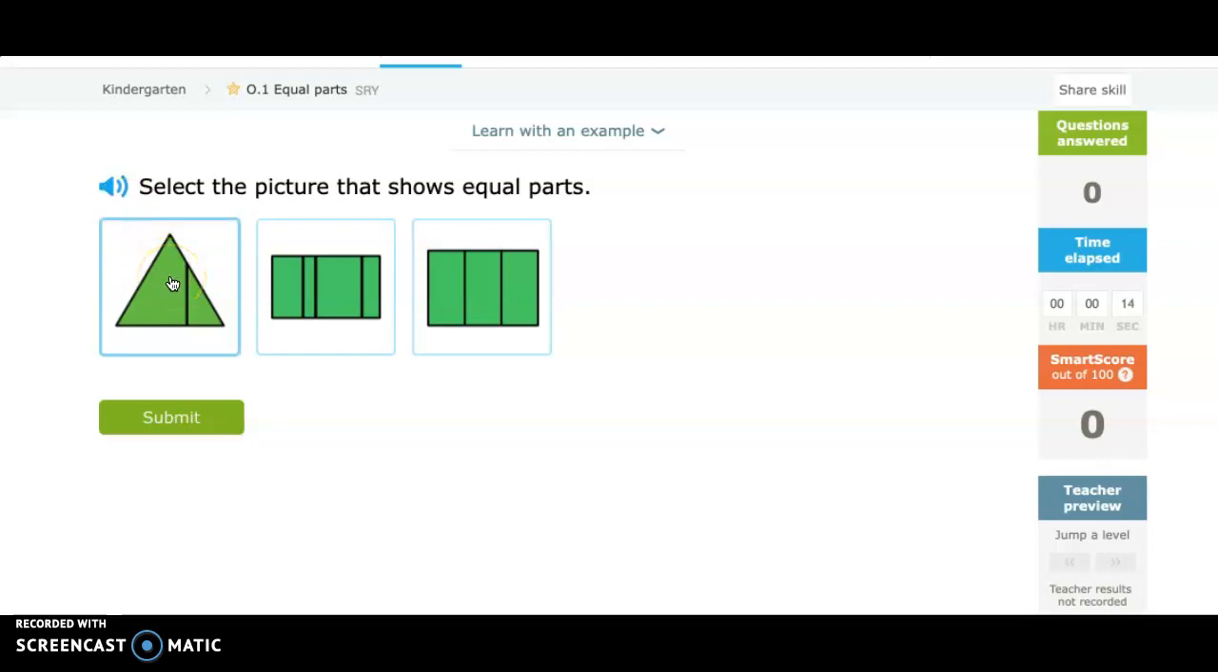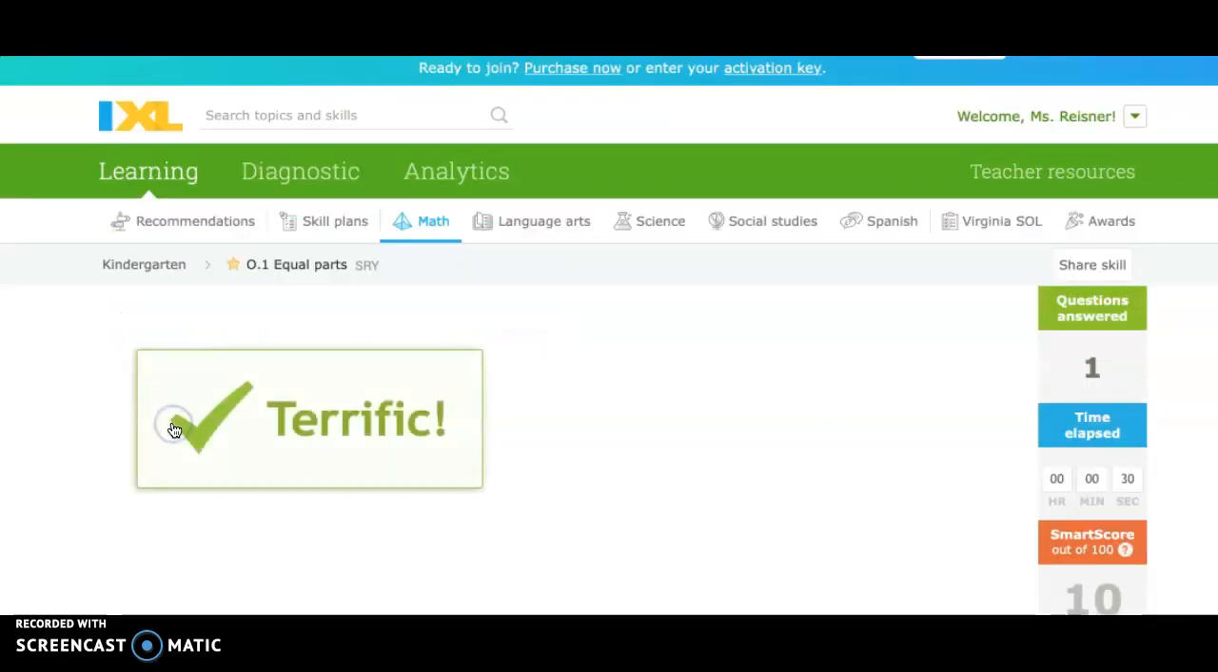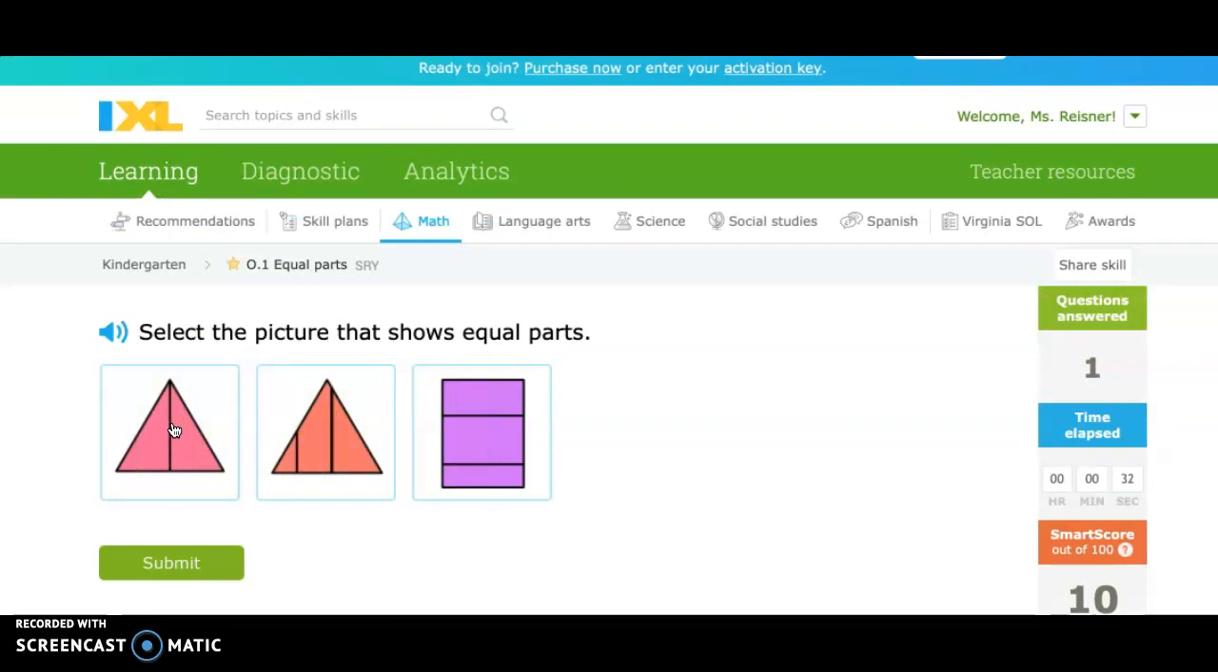This one, or this one? A, B, C. Yeah, this one, right? And it shows thirds because it's 1, 2, 3 equal parts. Let's see if we're right. I'm going to click it and then hit submit. It said terrific. I got it right.